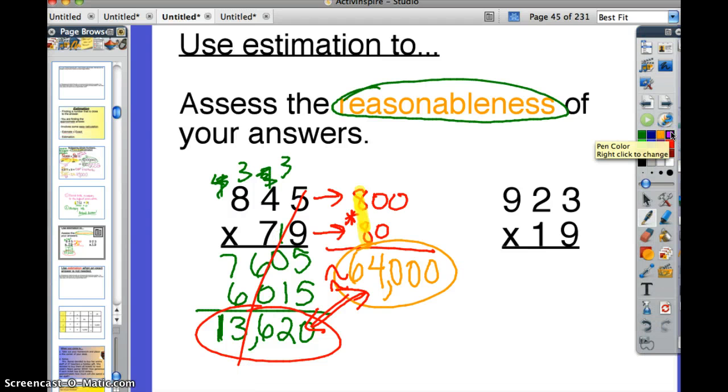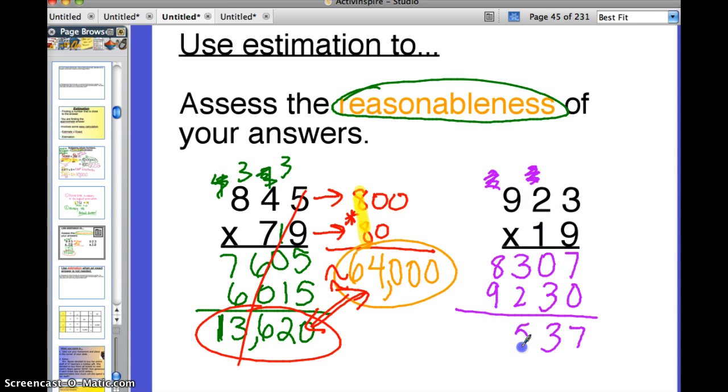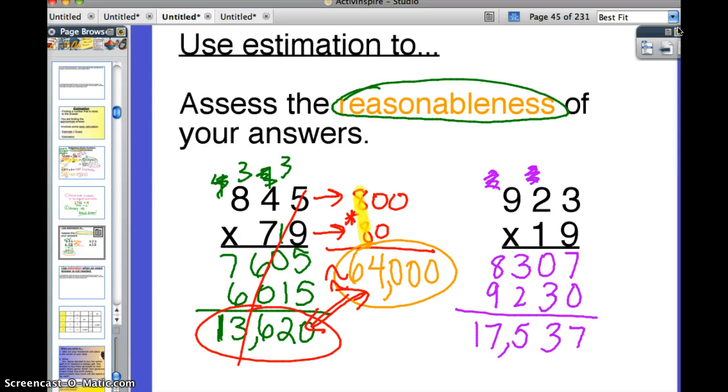Let's take a look and see if this one's reasonable. Okay, I'm going to do this the right way this time. So 9 times 2 is 18, plus 2, 9 times 9 is 81. 83, hold my place value. 1 times 3 is 3, 1 times 2 is 2, 1 times 9 is 9, and then let's add it all up. Okay, so my actual answer is 17,537.